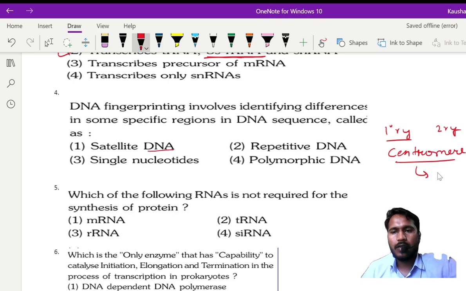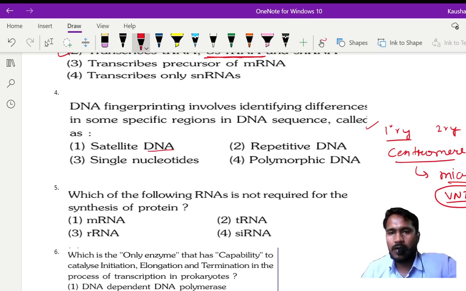Now this satellite has micro and mini satellite. So micro and mini satellite means it is going to give you the VNTR, variable number of tandem repeats. You must have read it, and this is used for DNA fingerprinting. So these questions and options are more similar, but what is the most important concept? Is the satellite important, or the centromere, or repetitive DNA? So the answer is repetitive DNA.